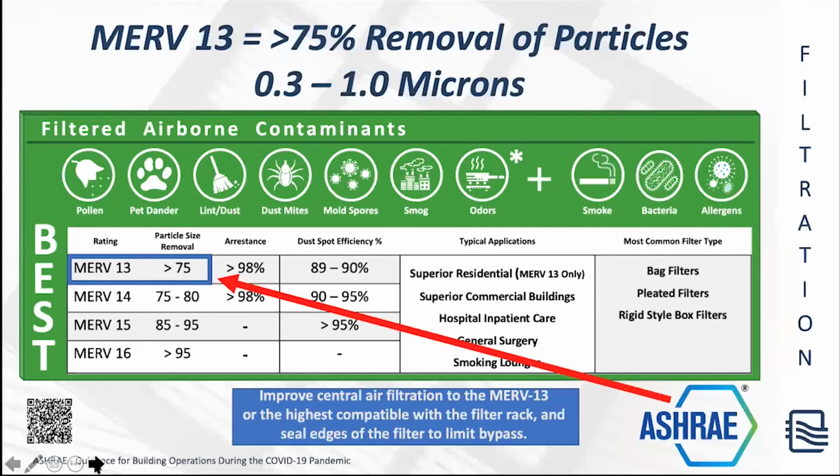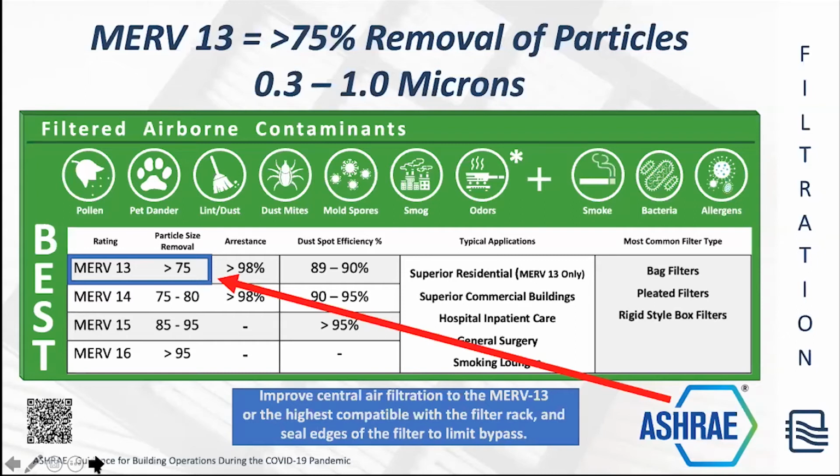Now, when we look at MERV 13, that particle size removal is rated at 0.3 microns. So at 0.3 microns, a MERV 13 filter should be able to capture more than 75% of 0.3 micron particles. But again, the problem that we have here is that the coronavirus is 0.1 microns, okay? So that's 1/3 of the size that that MERV 13 is rated at.